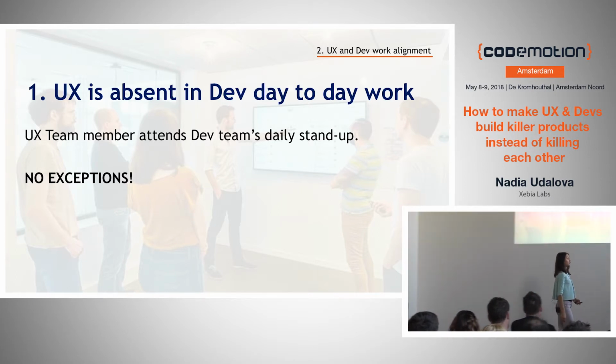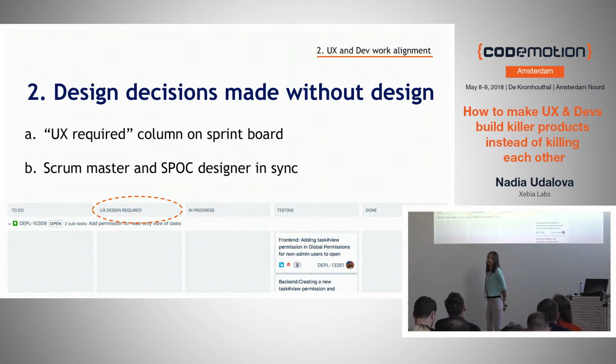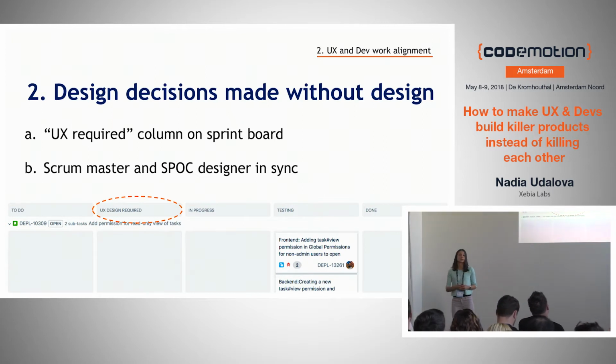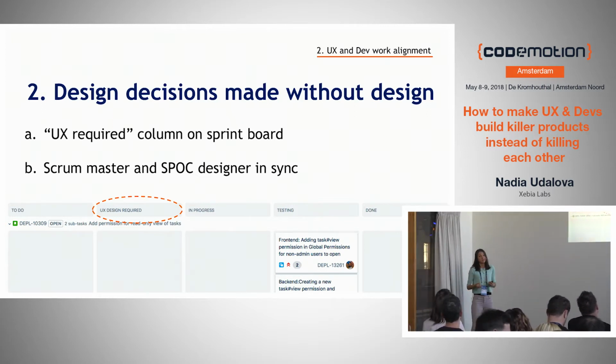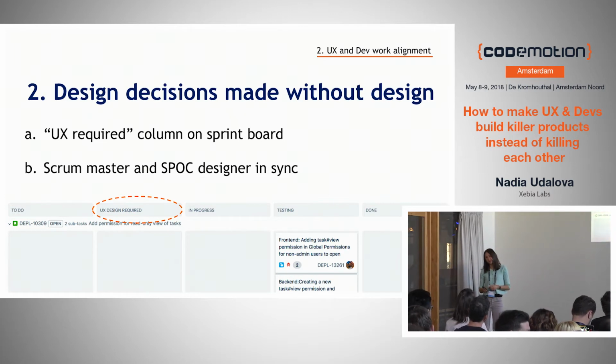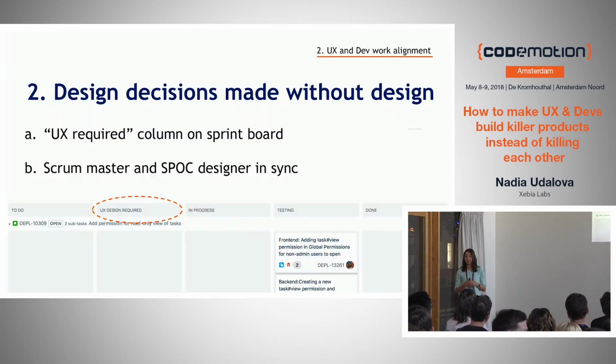Another trick that worked really well for us is related to the problem that design decisions are made without the involvement of the design, or of the representative of the design, or user representative, call it however you want. We are dealing with this in two ways. The first one is extremely useful for us at Xebia Labs. We have a UX design required, or UX clarify, or you can call it whatever you want, column on each of the boards of the development teams.